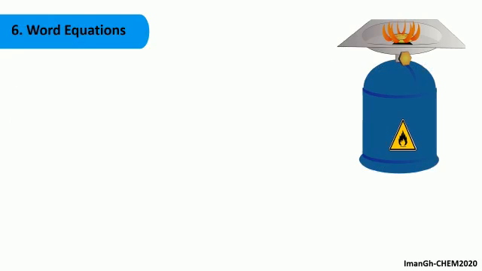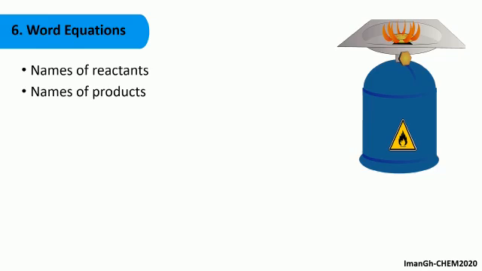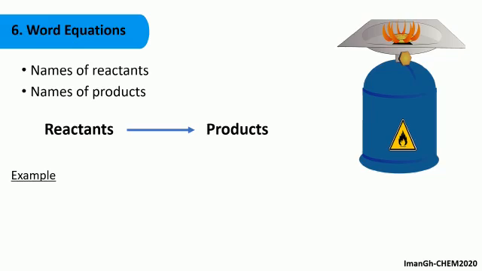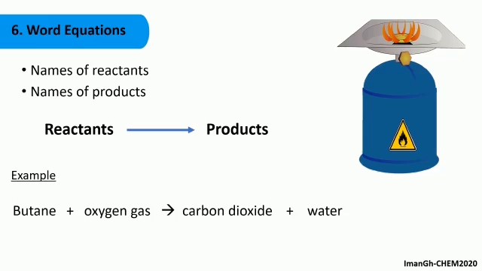Each chemical reaction can be described by a word equation that shows the names of the reactants and the names of the products. Reactants are placed before the arrow, and the products are placed after the arrow. For example, during the combustion of butane gas used in stoves, butane and oxygen react with each other to produce carbon dioxide and water. This is the word equation of this reaction. Plus means and, while the arrow means produces or gives.